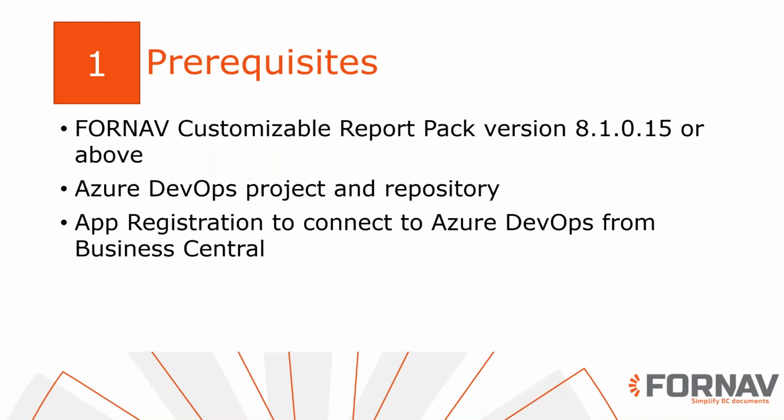Today I will be working on a Business Central on-premise server with the Business Central 2025 Wave 2 release. I've installed the 4NAV customizable report pack and I've executed the step-by-step wizard from the assisted setup to get started. I have a project and a repository for Azure DevOps, and I've set up an app registration so I can connect from Business Central. Of course, everything I do today will also work in a cloud environment.